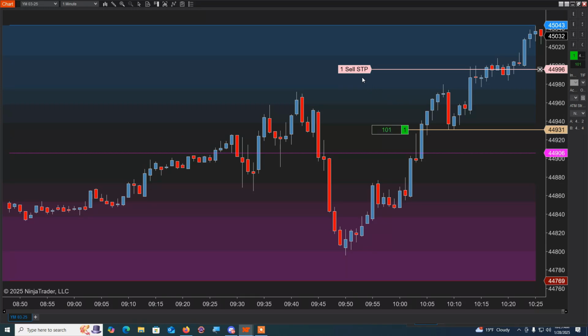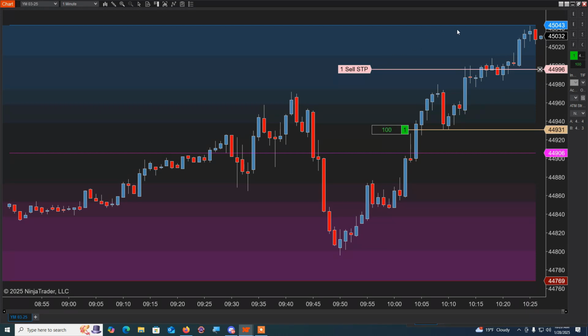Gonna try and see if we can survive the reaction. Reaction is expected. The question is, how much of a reaction? Again, this does not mean it has to be the high of the day. It just means we have arrived at the first daily target. Reaction is expected, but they could go higher. Can we survive a reaction?